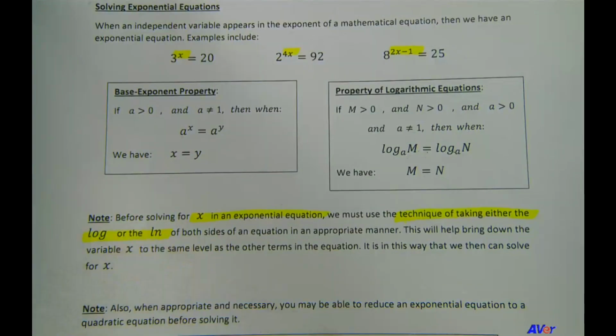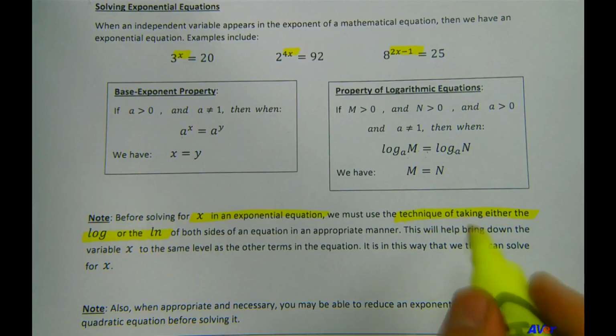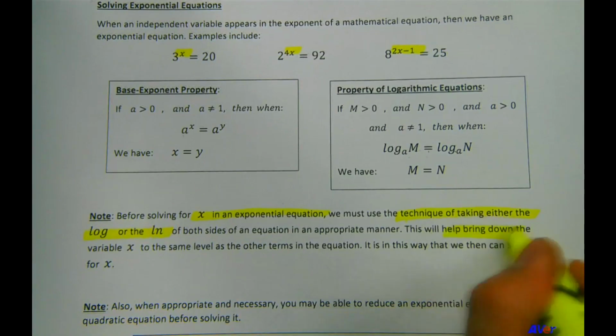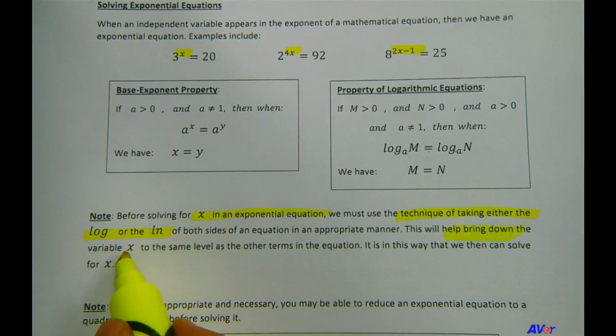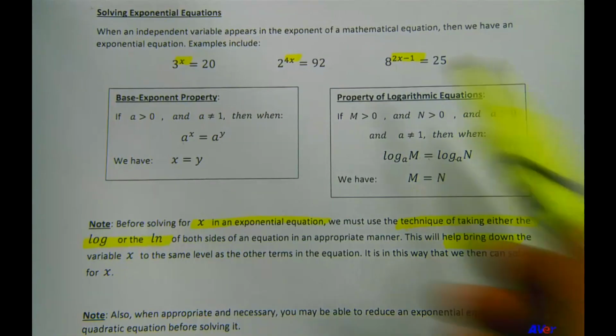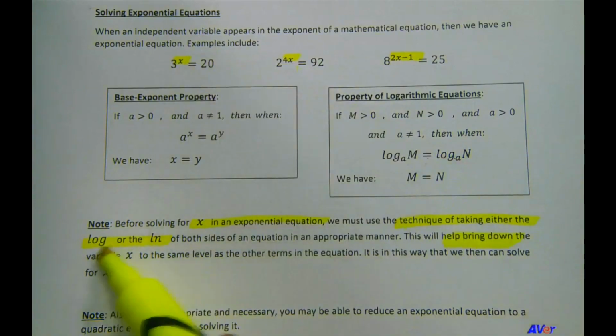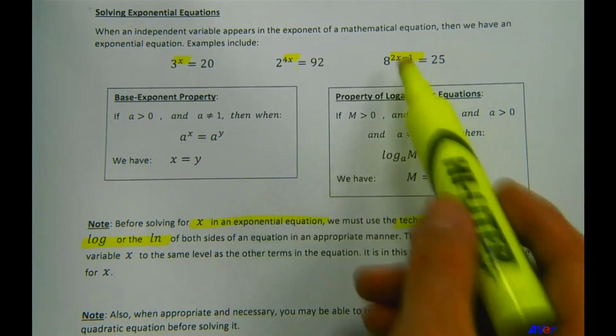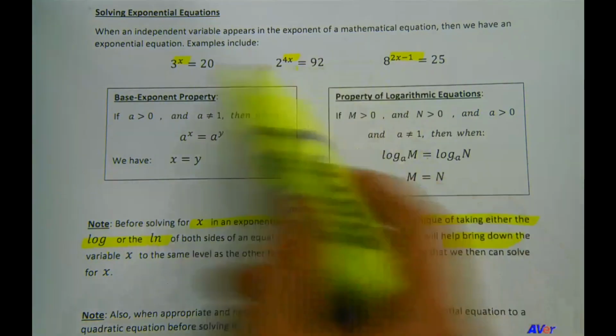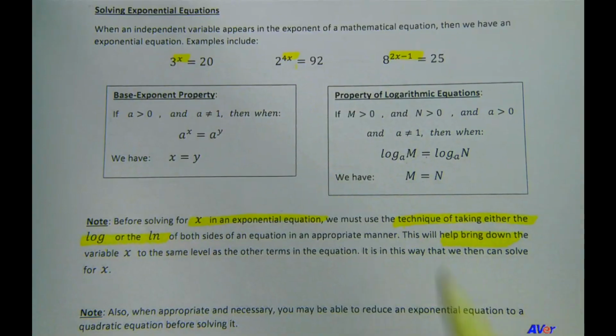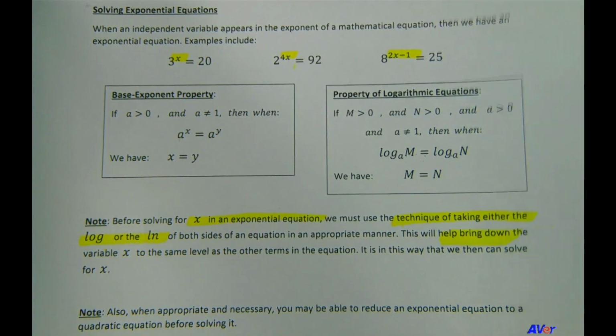And the purpose of that, of course, is that this will help bring down the variable x, right? Notice how x is up high in the exponent. So taking the log or natural log of both sides of an equation helps bring that x down to the same level as the other terms. And we already know how to solve for x when it's on the same level as the other terms in an equation. Okay, so that's the tool we use to do that.